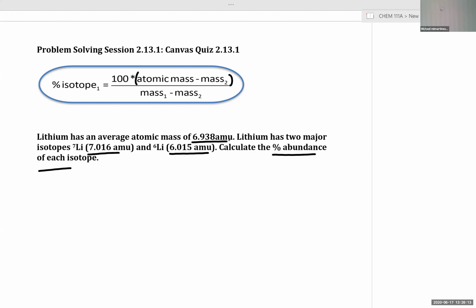I'm already seeing some reasonable responses in the chat, but let's take a few more minutes and let's try to report the percent abundance of each of our isotopes of lithium. And if there are any questions when solving this problem, don't be shy to message me using the Zoom chat feature.